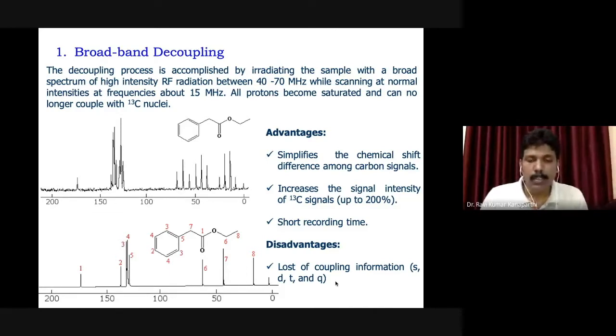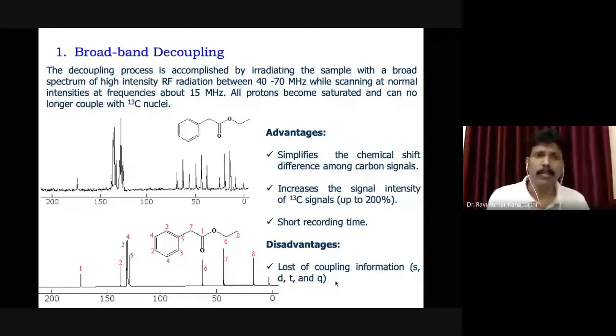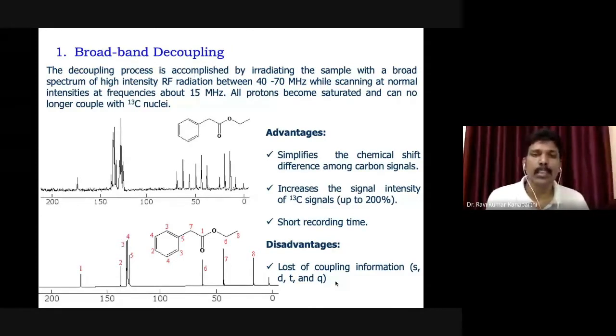So based on the requirement, there are different techniques, and one technique that I explained in the previous class is broadband decoupling. In the broadband decoupling, what we do is use radio frequency, a band of width roughly about 40 to 70 megahertz, and then we apply it, and as a result all the proton signals will be saturated, and then we don't see any coupling. Okay, and then we only see peaks corresponding to the carbons, whether it is a primary carbon, secondary carbon, or tertiary or quaternary carbon. We will see all those signals in the spectrum.